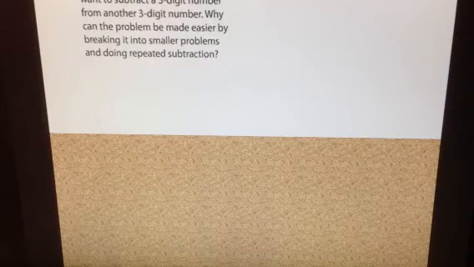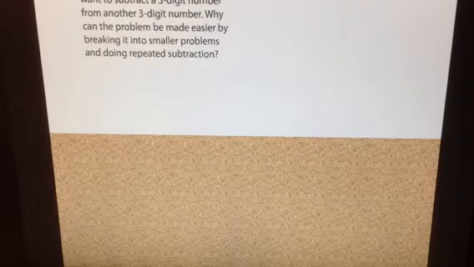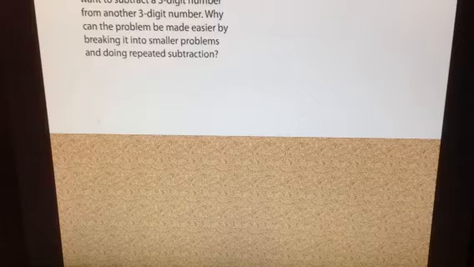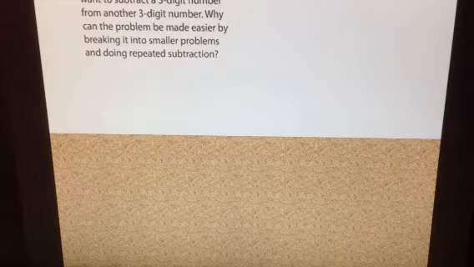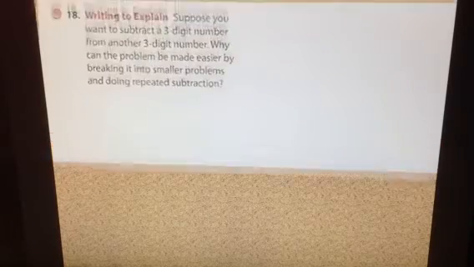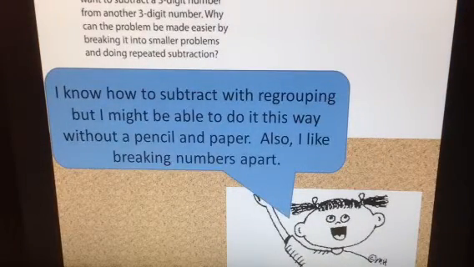Here's another one. Suppose you want to subtract a 3-digit number from another 3-digit number. Why can the problem be made easier by breaking it into smaller problems and doing repeated subtraction? This girl says, "I know how to subtract with regrouping, that's the regular way, but I might be able to do it this way without a pencil and paper. Also, I like breaking numbers apart."